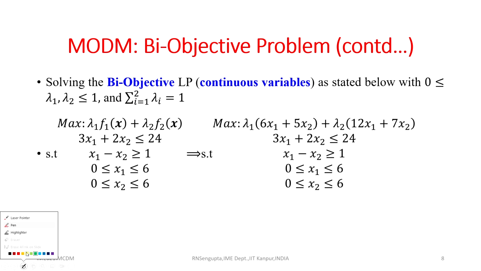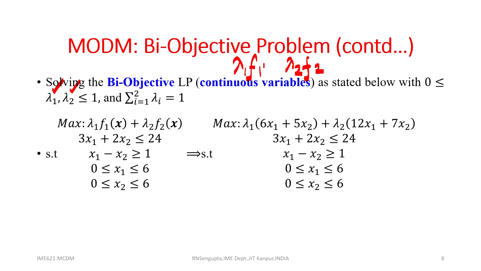lambda, this one. So, we will put weightages for the first function as lambda 1, second as lambda 2, both should be between 0 and 1 such that the sum of the weightage is 1. So, the function would be lambda 1 weighted to the first function and lambda 2 weighted to the second function, and this bi-objective case is a sum.